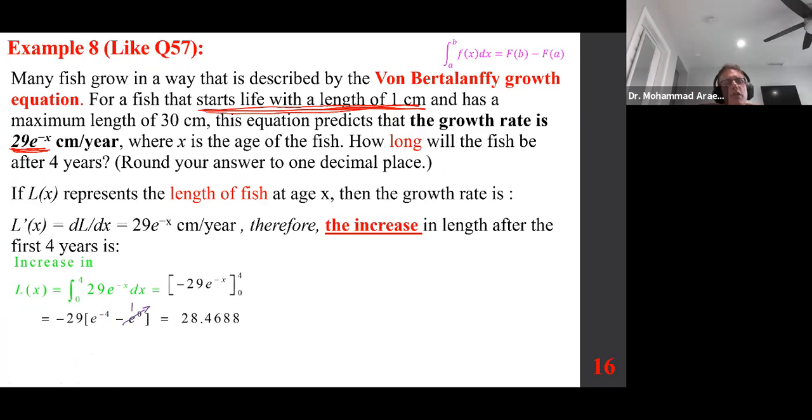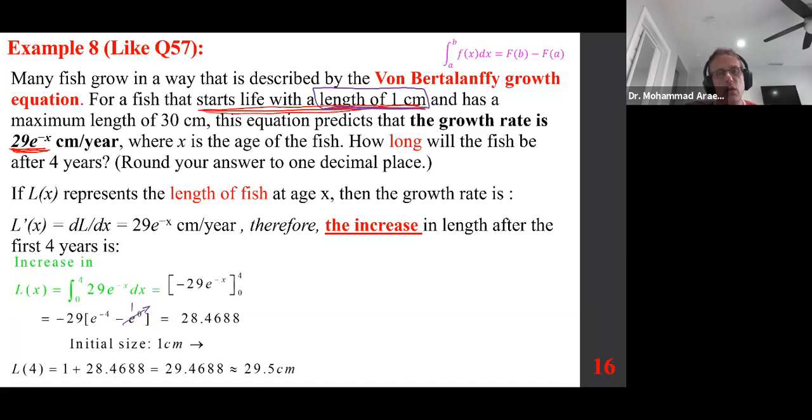So this represents the amount of growth. But remember, the fish starts life with a length of 1 centimeter. So add 1. We have to add 1. And why are we going with 1 decimal? They're asking for 1 decimal here. By the way, the function is an approximation itself, so the number of decimals is really not that important here. But always carry many, many decimals unless you're asked otherwise.